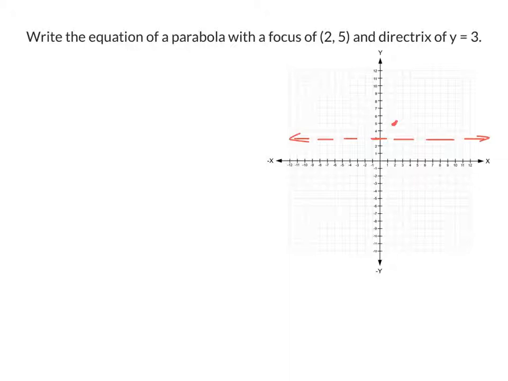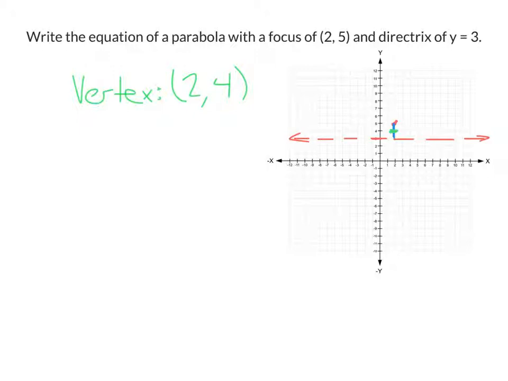Anytime we want to write the equation for a parabola, the best thing we can do is find the vertex. Now the vertex should be exactly halfway between the focus and the directrix. And so if I just draw this straight up and down line here so that it's perpendicular to the directrix and it goes through the focus as an endpoint there, the vertex should be on this line and exactly in the middle. So right here, my vertex for this parabola is at (2, 4).